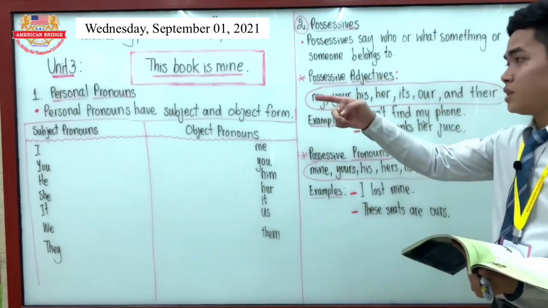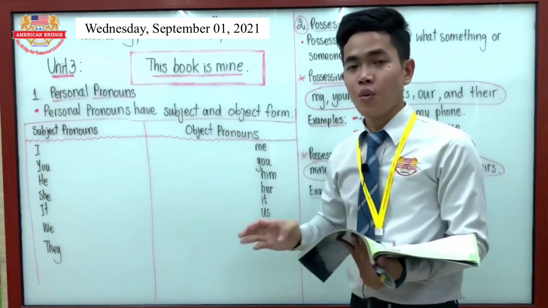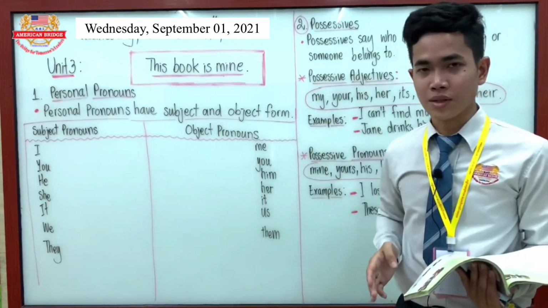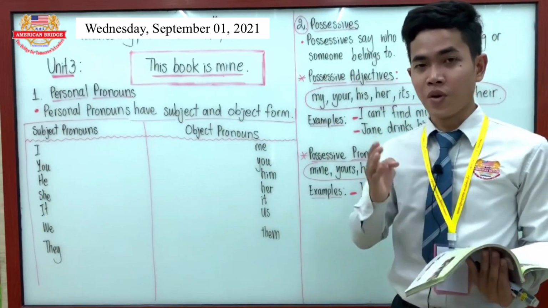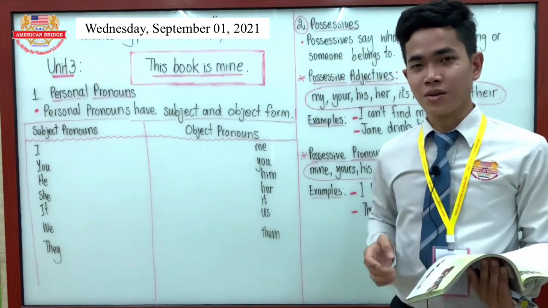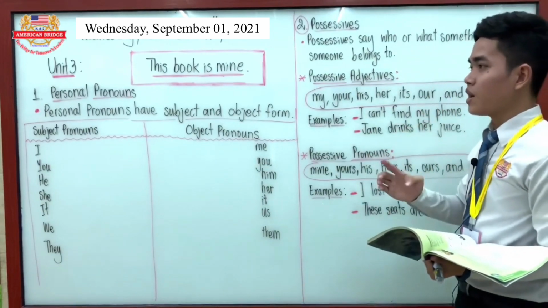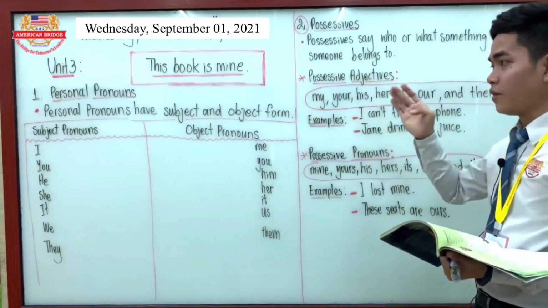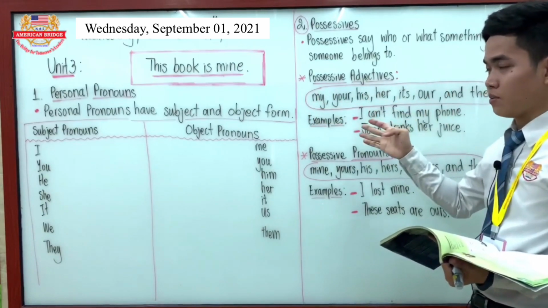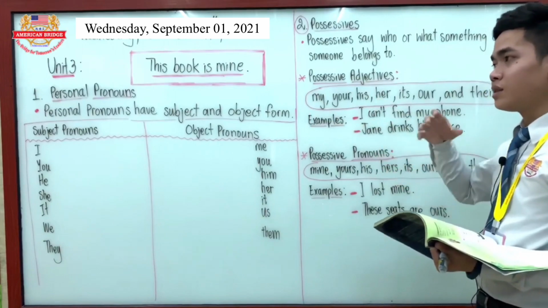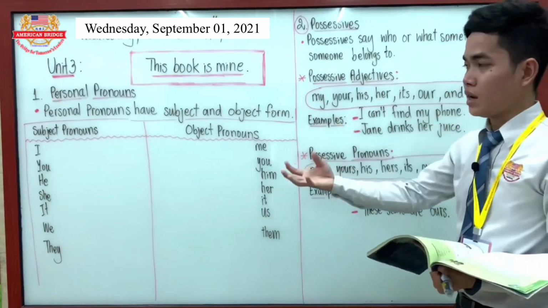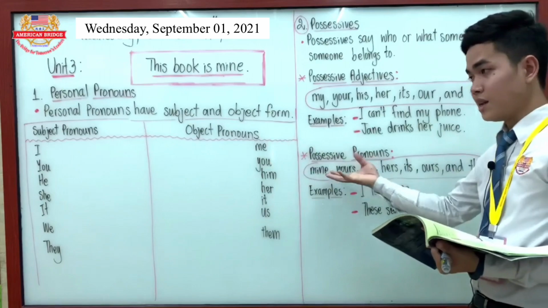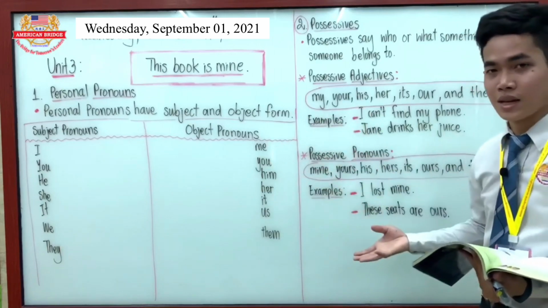The first point is about personal pronouns. What is a personal pronoun? Can anyone answer the question? Personal pronouns, as you can see on the whiteboard, have the subject and the object form. So actually, it refers to the object in our sentence and the subject in our sentence.